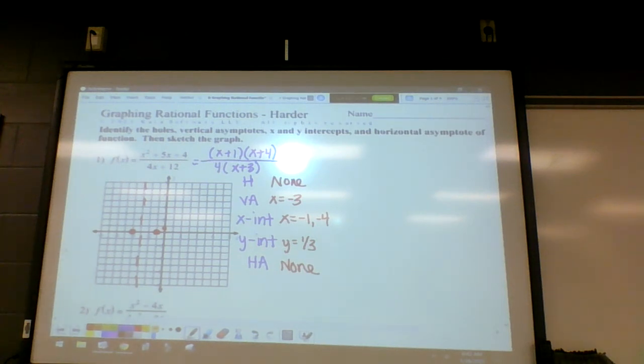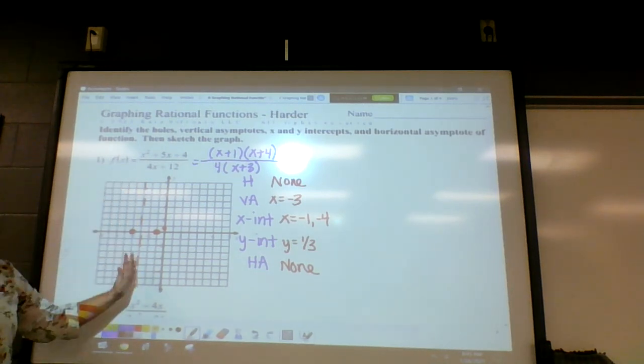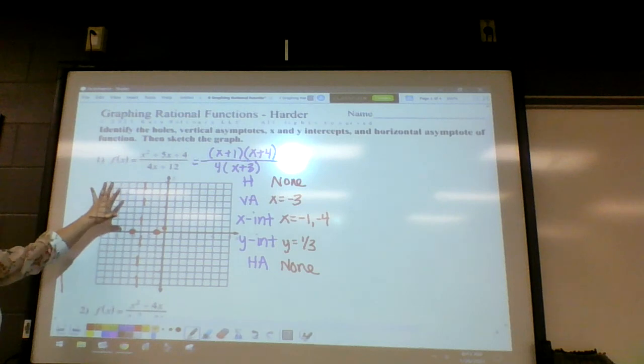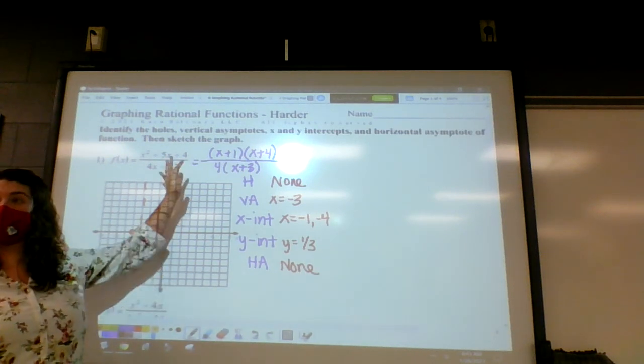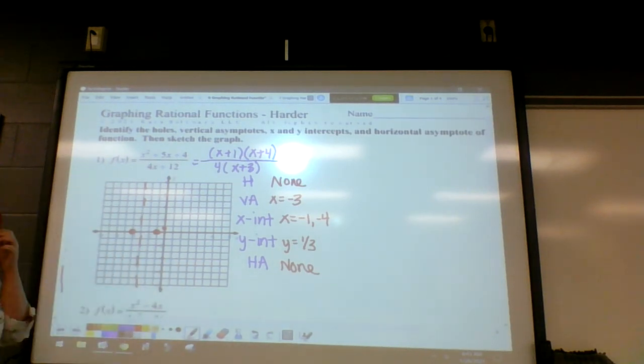All right, are we ready to graph this? Okay. So we need to decide what is happening here. There's going to be two sections of this graph because there's a vertical asymptote. So you're going to have one section over here, and you're going to have one section over here, okay? All right, what do we know so far?